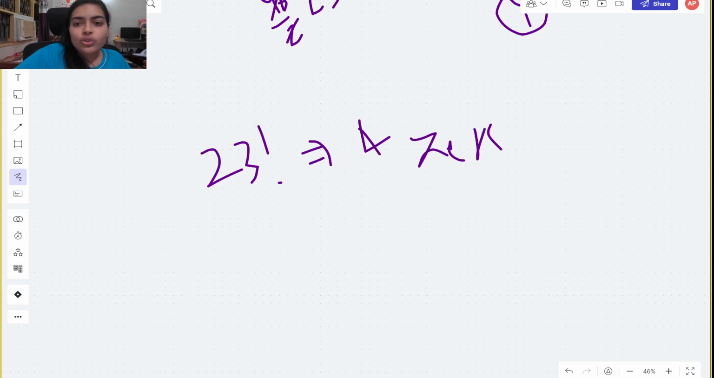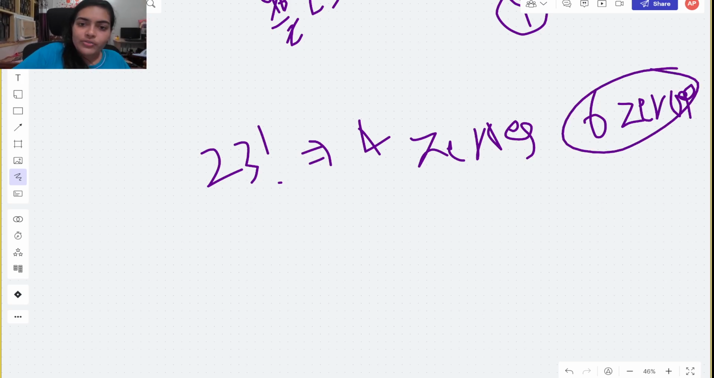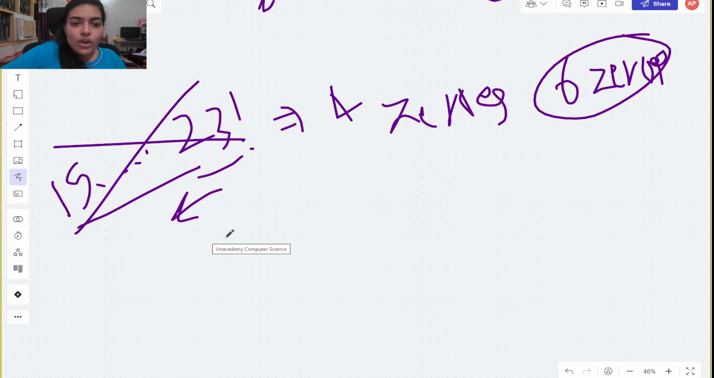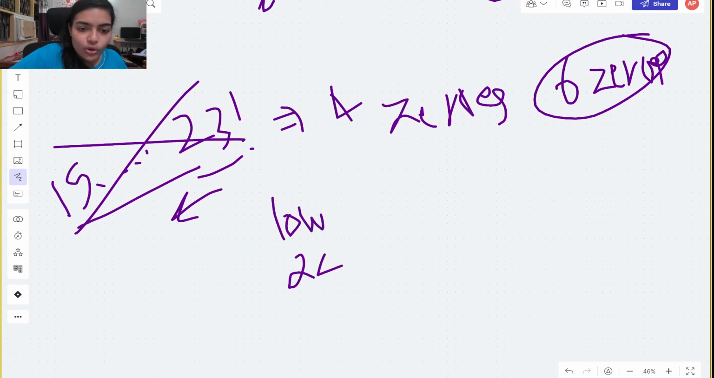But how many zeros do we want? We want 6 zeros, right? So still we have less number of zeros. So any value from 15 to 23 also cannot be the answer, because all the values less than 23 factorial will have even lesser number of zeros, right? So again our low and high changes. So low is at least 24 and high is 30.